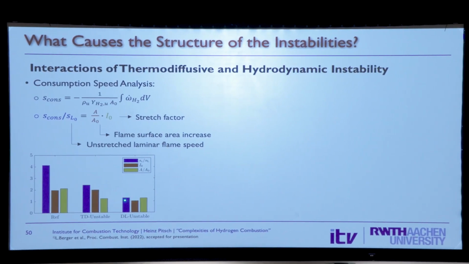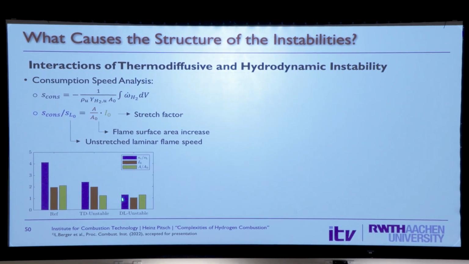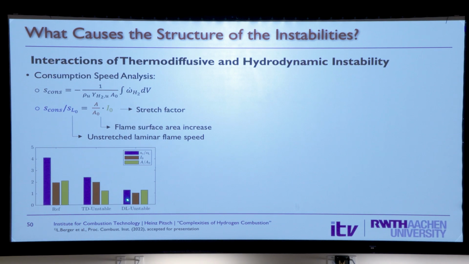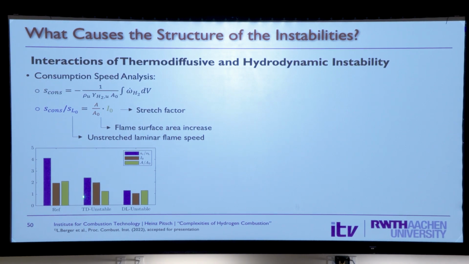In fact, it turns out, and maybe I can see this here, this is the consumption speed that you get only from the hydrodynamic instability, this only from the thermodiffusive, and this is the total. It was a factor of 4, as we said earlier. And you see here, the hydrodynamic instability gives you maybe 30%, so it's 1.3, and this here gives you a factor of 2. So the total should be 1.3 times 2, but 4 is much more than that, okay?